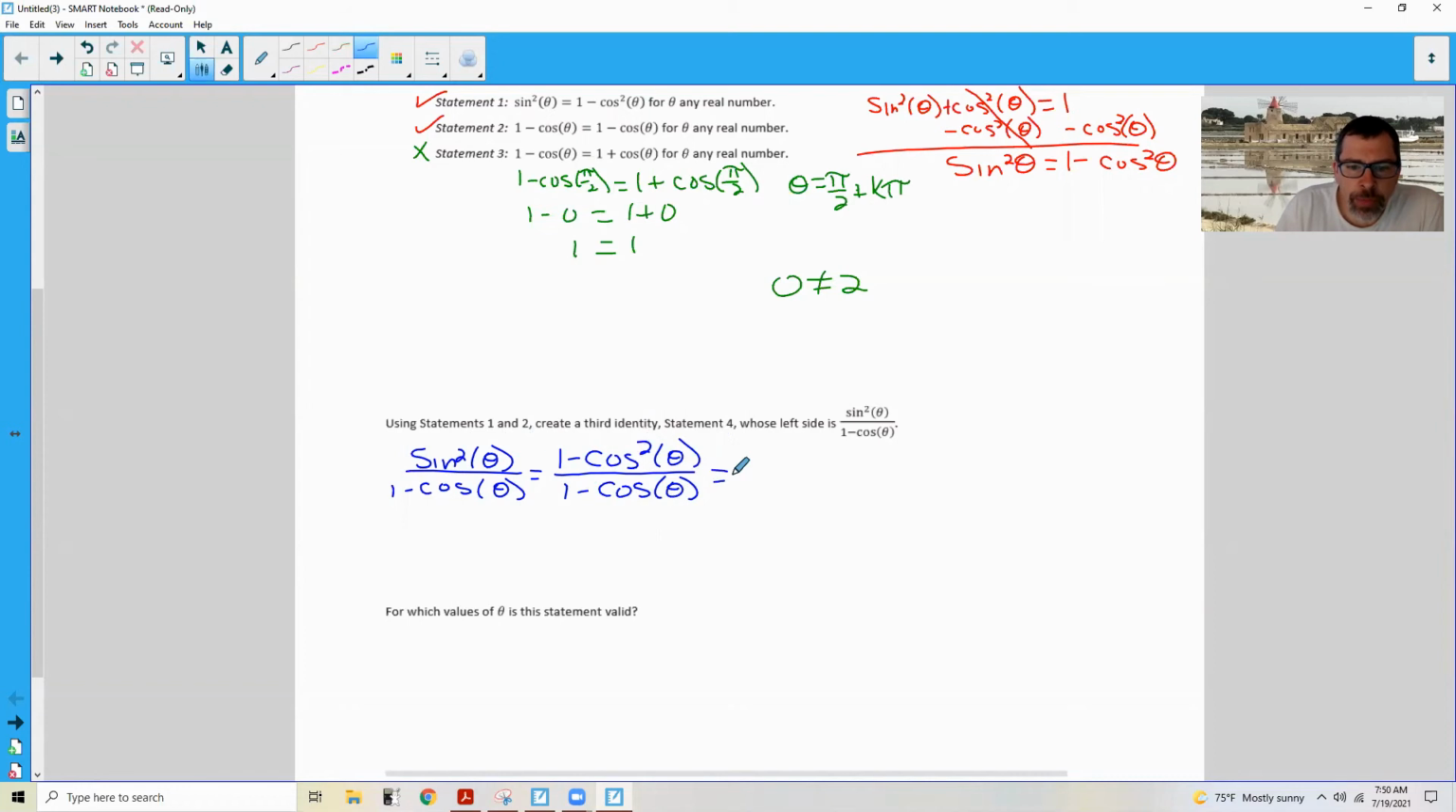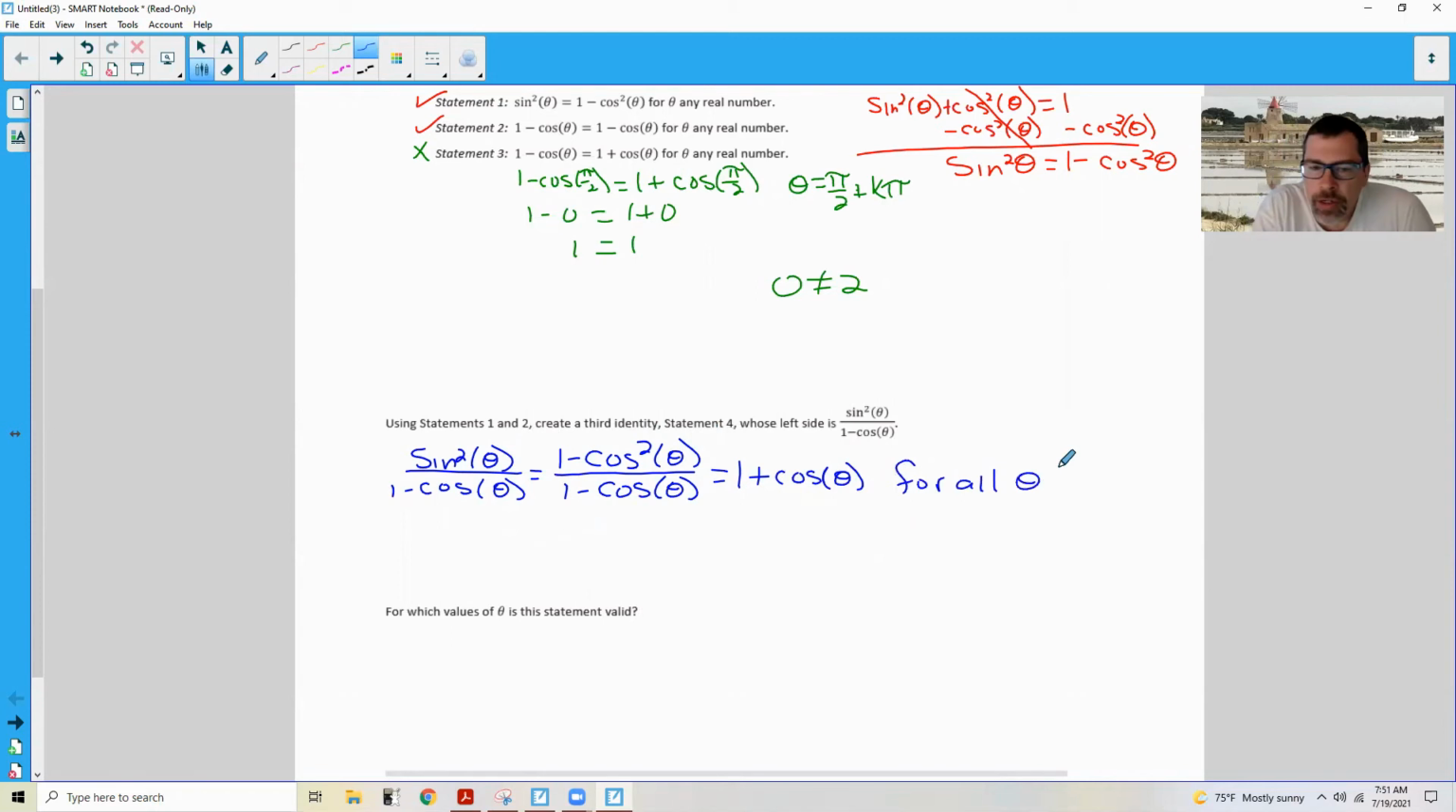And this is going to equal, well, 1 divided by 1 is 1. A negative divided by a negative is positive. A cosine squared theta divided by a cosine theta is simply cosine of theta. Okay, so we can conclude that sine squared theta over 1 minus cosine theta is equal to 1 plus cosine theta for all theta.